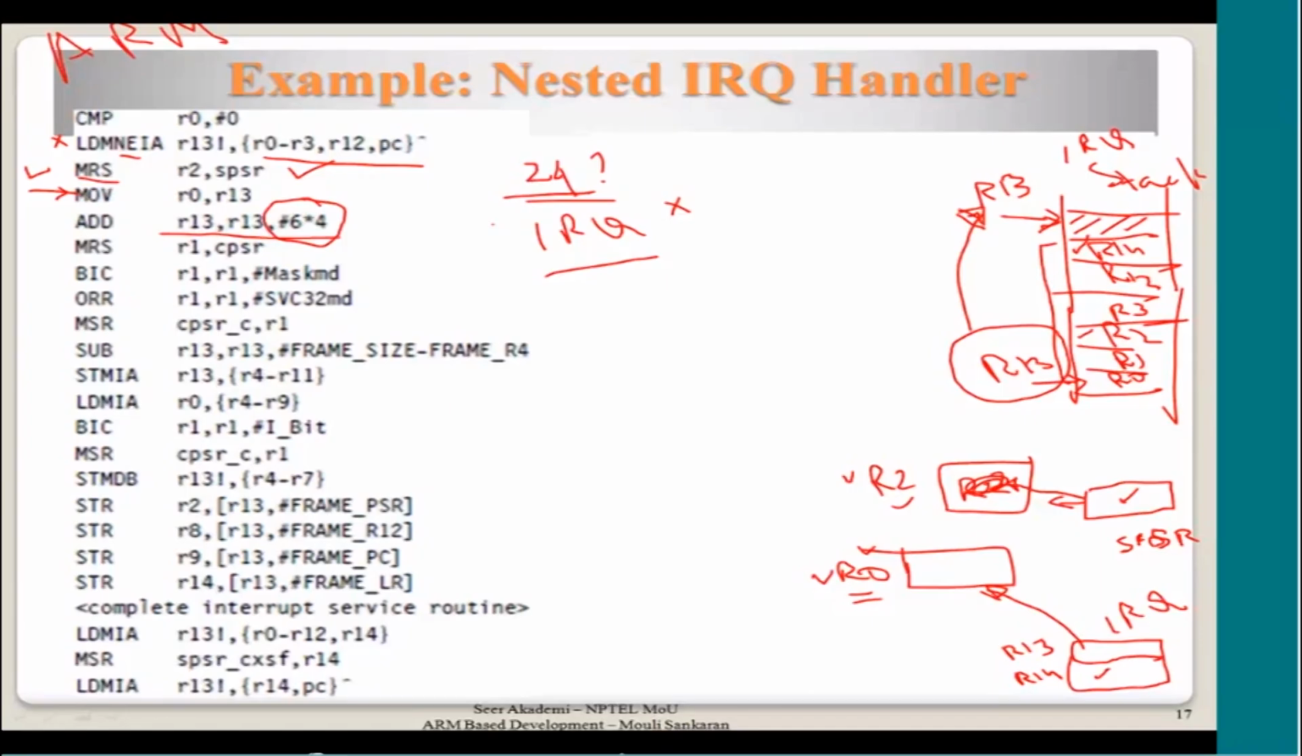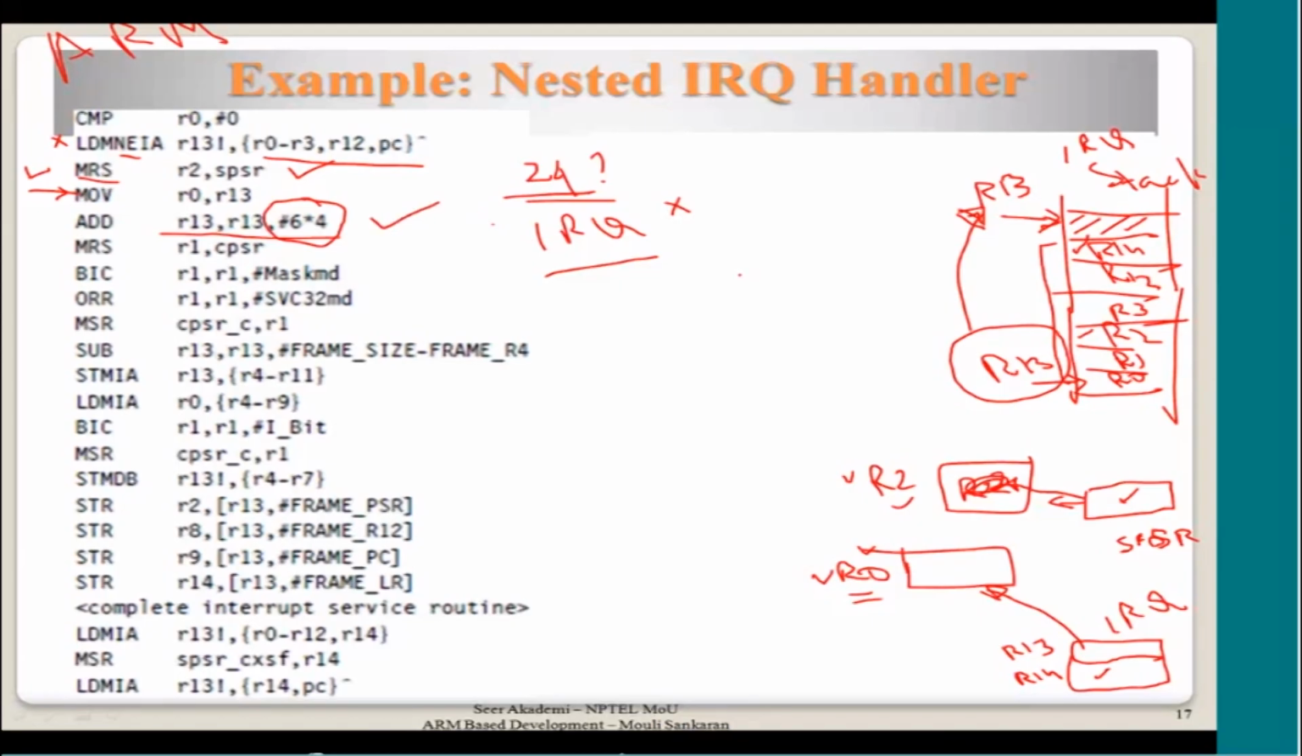And now we are moving the R13 up, but we have not copied the values from the IRQ stack yet. These R0, 1, 2, 3 and 12 and 14 are still there. They are very valid. They need to be copied. But we are right now just advancing the R13 for some reason. I will tell you later on. Take it from me, we have changed the R13 value now.